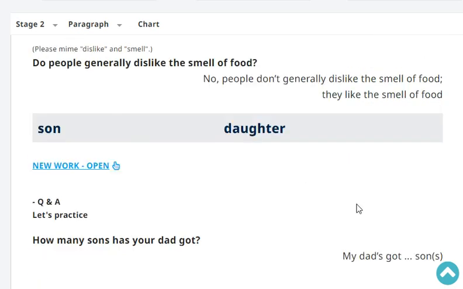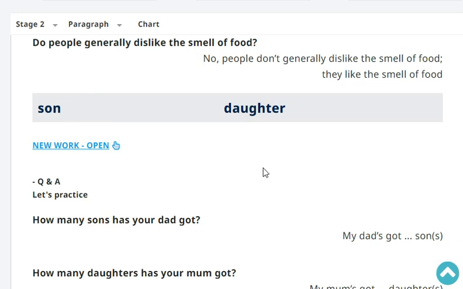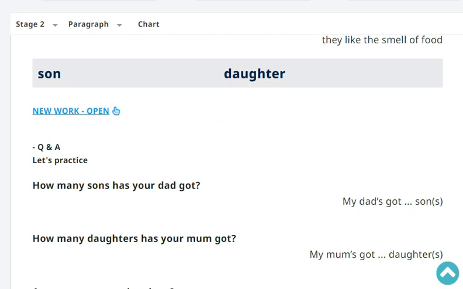Okay. Here we go. Do people generally dislike the smell of food? No. People generally don't dislike the smell of food. They like the smell of food. Very good. How many sons has your dad got? My dad's got no sons. Very good.